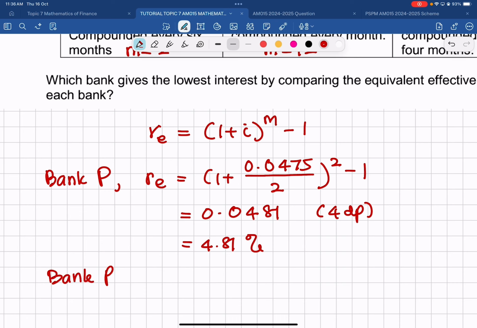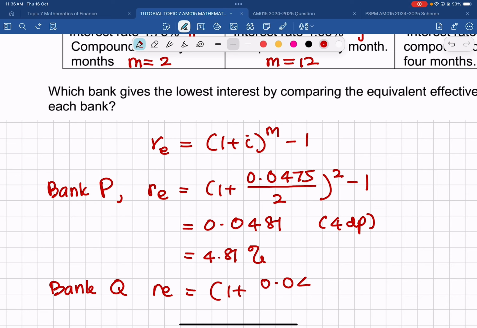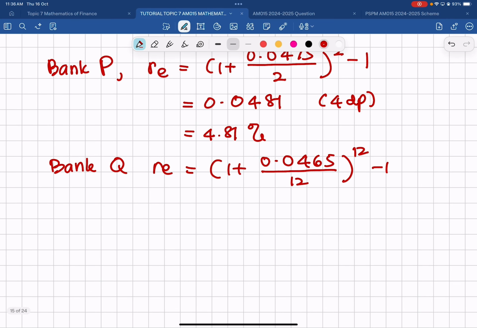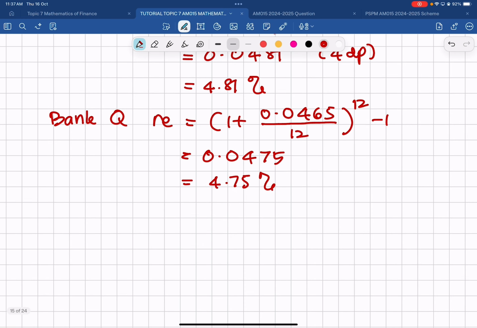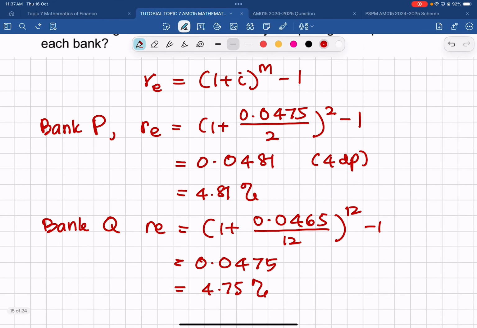Okay, next is Bank Q. Find the RE for Bank Q. Okay, RE 1 plus 0.0465 divided by 12 power 12 minus 1. What are you going to get? 4.75%.